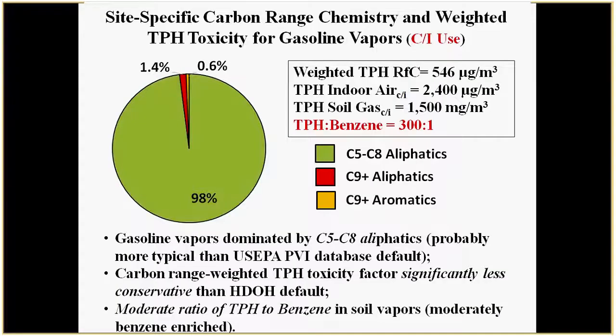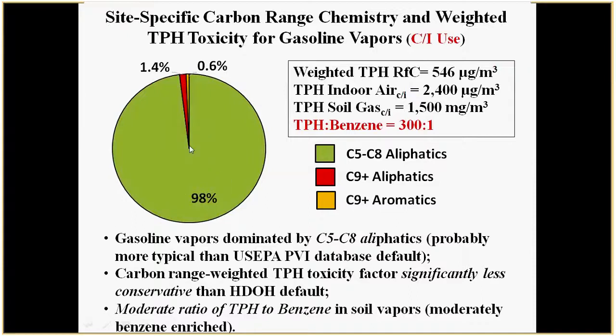So here's some of the site-specific carbon range data for the gasoline vapors. This is real data collected, I don't know if it's from this site or from a nearby site, for gasoline. In this case, if you remember the default concentration, we were assuming for the least toxic C5 to C8 aliphatics was a lot lower for gasoline. As a default, we were assuming some moderate concentration of C9 aliphatics and heavier aromatics. In this case, it was totally dominated by C5 to C8 aliphatics.